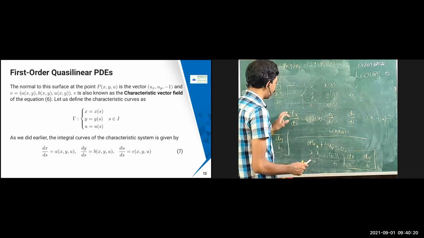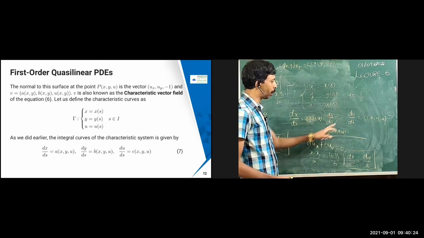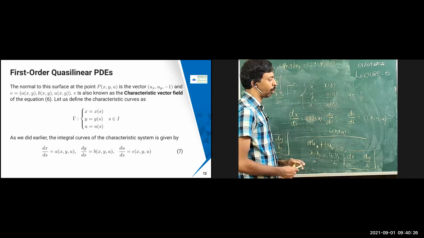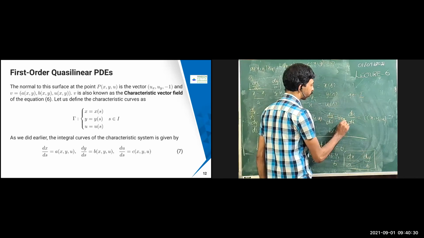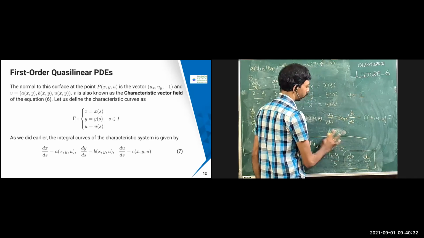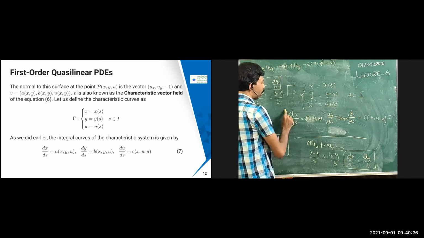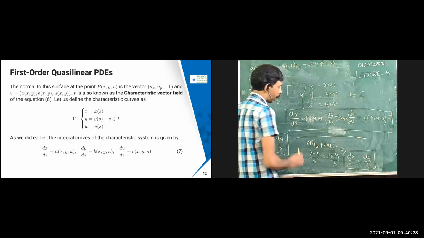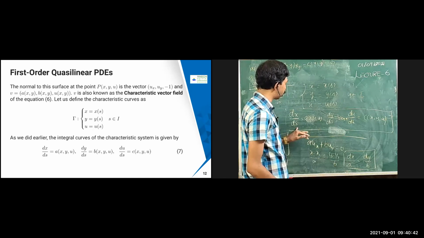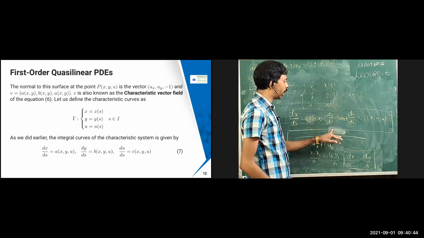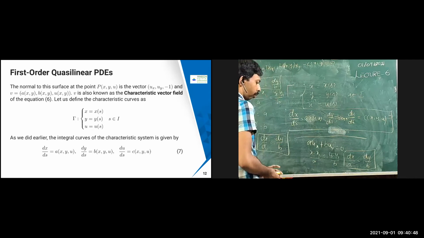So this problem I can convert into this format: dx by ds equal to a of x comma y comma u, dy by ds equal to b of x comma y comma u, du by ds equal to c of x comma y comma u. So what I got is a system of equations now. Same thing here also: we got a system of equations and then we solved it. Same thing we are doing here.